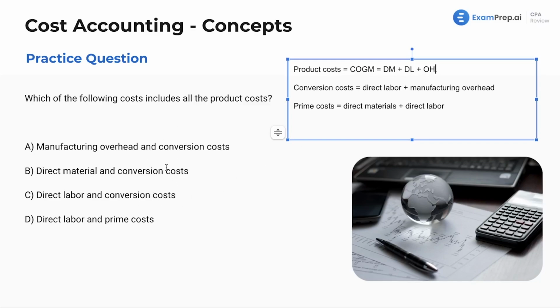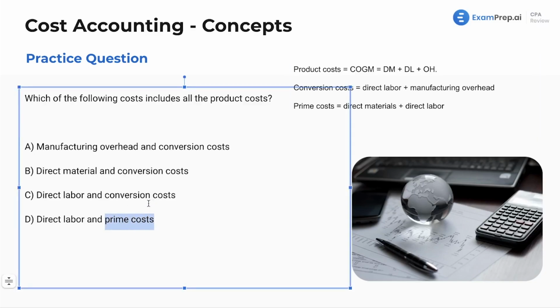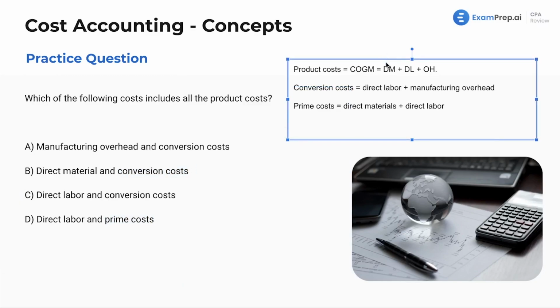Now, this is trying to trip us up a little bit by including conversion costs and prime costs, but we know that prime cost is material and labor, and conversion costs is labor and overhead. Don't let that trip you up. We need an answer that has all three. So manufacturing overhead and conversion costs, nope, that's double counting overhead and not mentioning materials. What about direct material and conversion costs? Well, that seems to have all three, right? Material, and conversion costs is labor and overhead. Let's keep reading. C, direct labor and conversion costs, that's double counting labor and does not include material. And labor and prime costs, again, double counting labor and does not include overhead. The only answer that has all three of our main types of costs is going to be letter B.